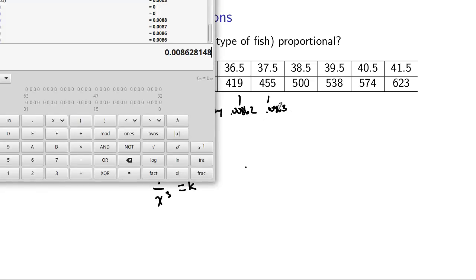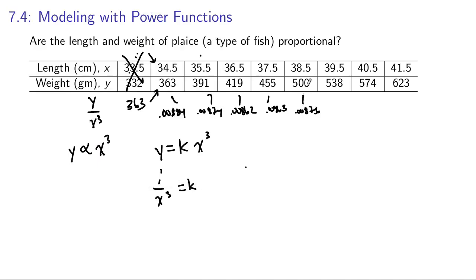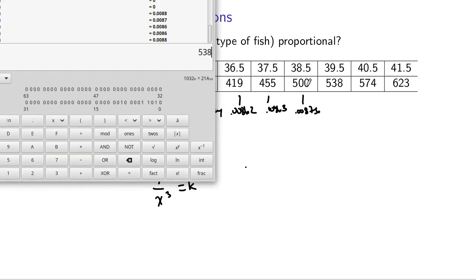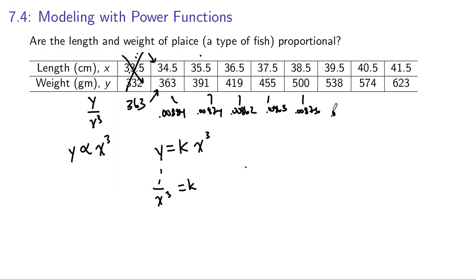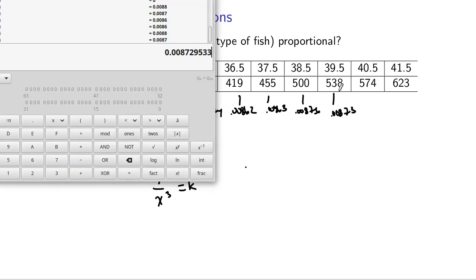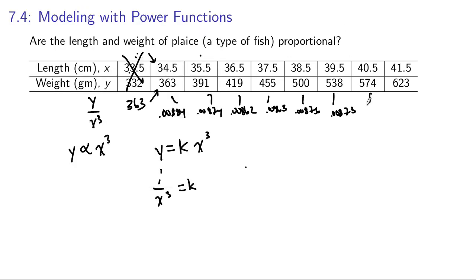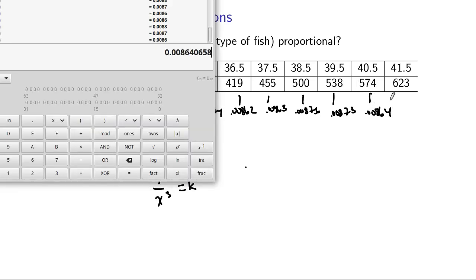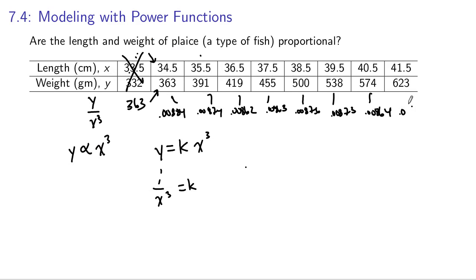They are changing a little bit. Let's keep going. 500 over 38.5 cubed is 0.00876. 538 over 39.5 cubed is 0.00873. 574 over 40.5 cubed is 0.00864. 623 over 41.5 cubed is 0.00871. So we see that the difference is small between these.